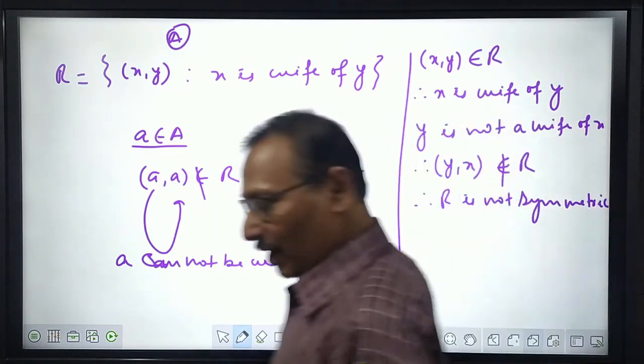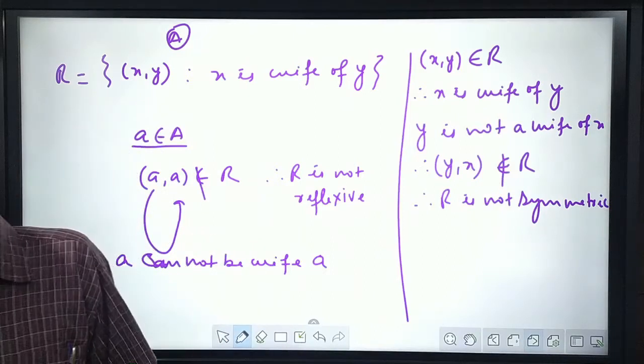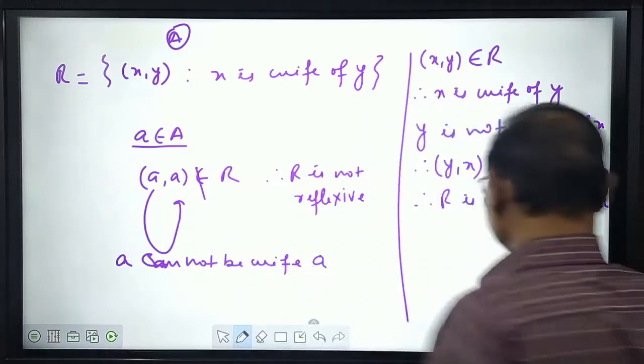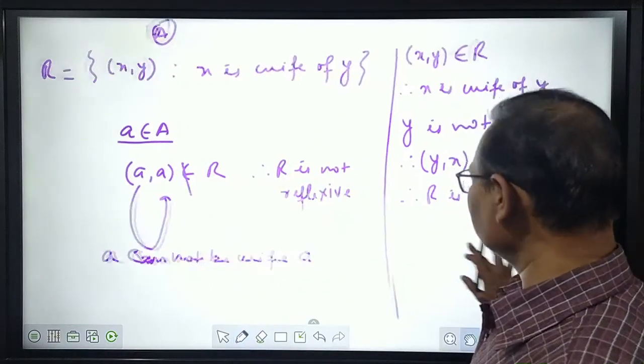Now I am going to discuss the transitivity of the relation, and only this part is of much importance. Okay, this part is of much importance. Mind it.